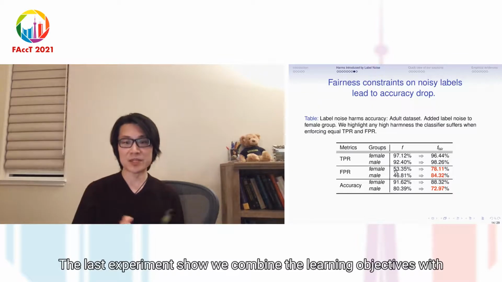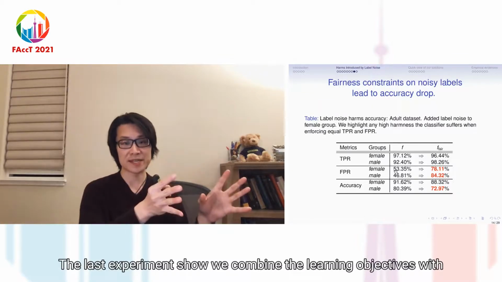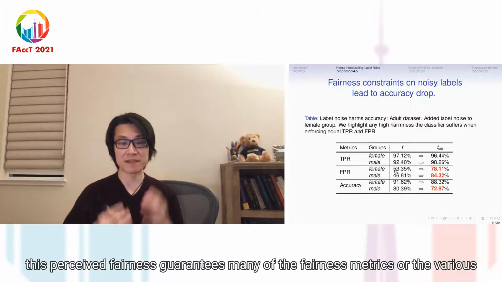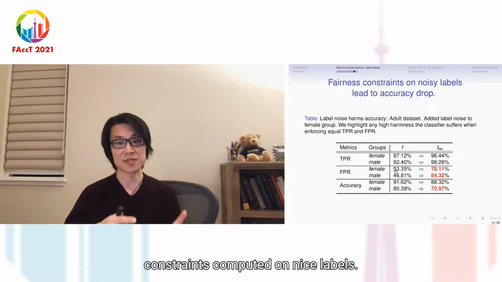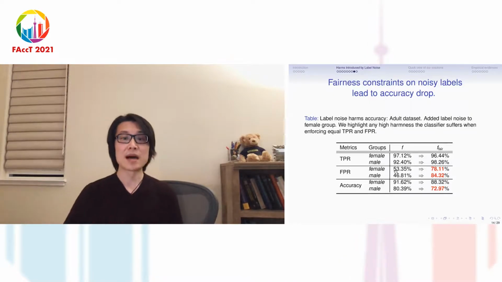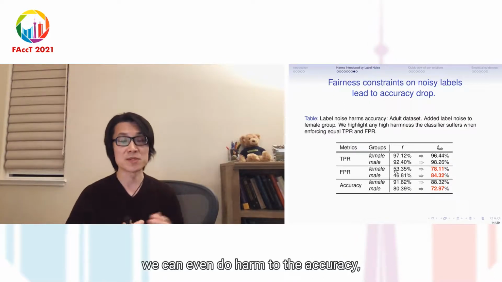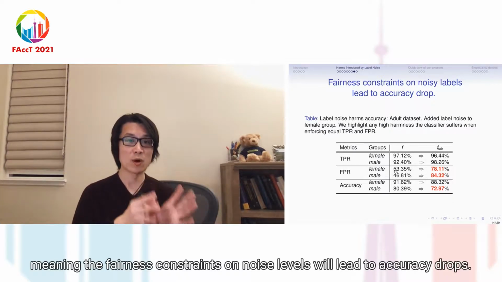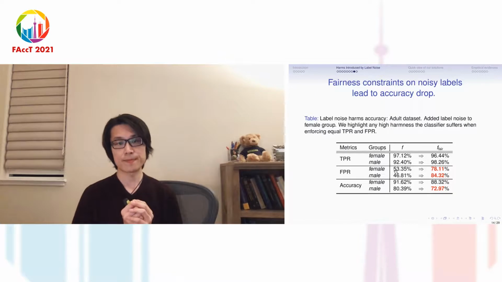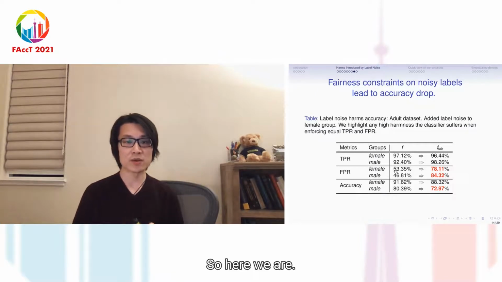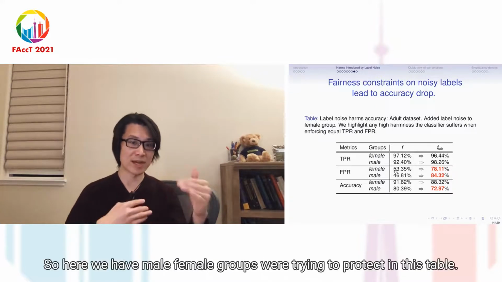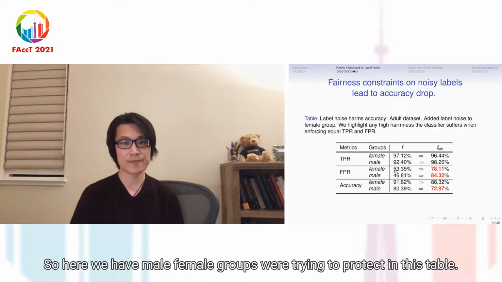And the last experiment shows that when we combine the learning objectives with these perceived fairness guarantees, meaning the fairness metrics and all the fairness constraints computed on the noisy labels, we can even do harm to the accuracies, meaning the fairness constraints on noisy labels will lead to accuracy drops. So here we did experiments on the adult data set where we added label noise to the female group. So here we have male-female groups we are trying to protect.